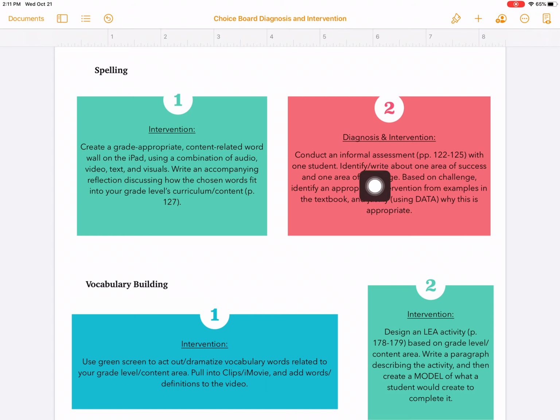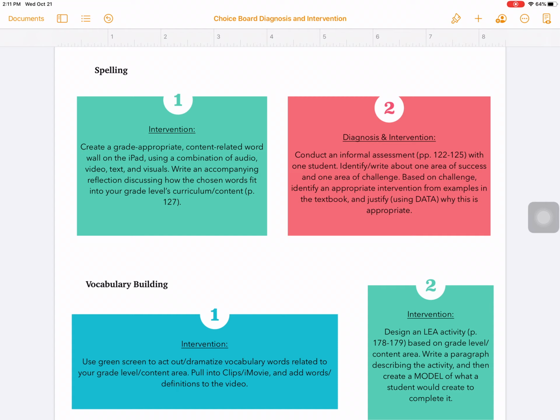The second option here is, again, very familiar at this point because it's very similar to the ones that you've done in past weeks. If you choose the pink, you're going to conduct an informal assessment, which we've just talked about, and you've done at least one of them, the spelling inventory or the cafe assessment, with one student. This time it has to be a student. If you used a peer before, then you've got to actually work with a clinical student this time. Identify and write about one area of success and one area of challenge. So using the results of your assessment, what was an area where your student did really well, and what's an area where they still need some work?